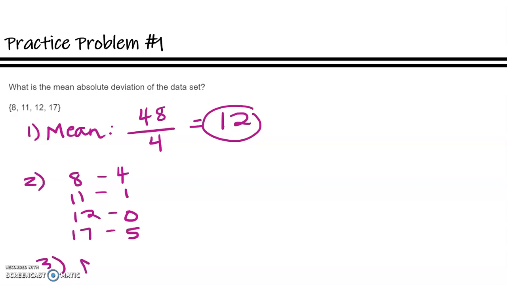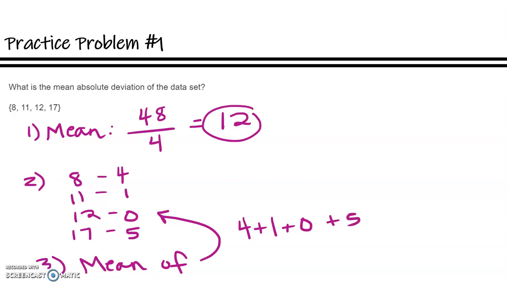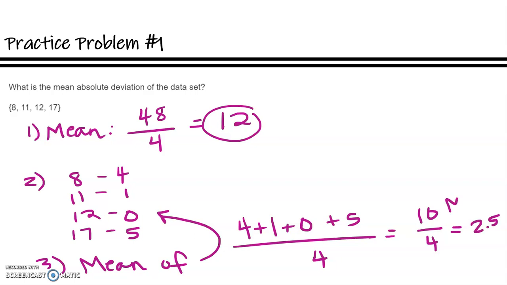Third step is to find the mean of these numbers. So 4 plus 1 plus 0 plus 5. Then we'll divide it by 4. That is 10. And 10 divided by 4 is 2.5. So the MAD is 2.5.